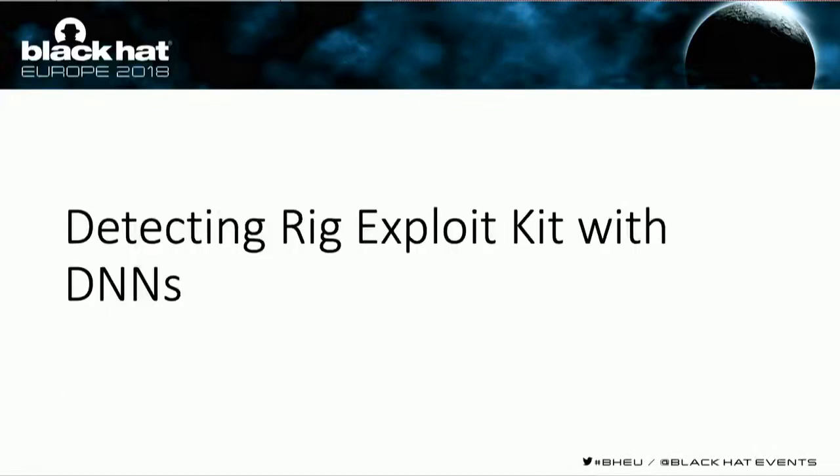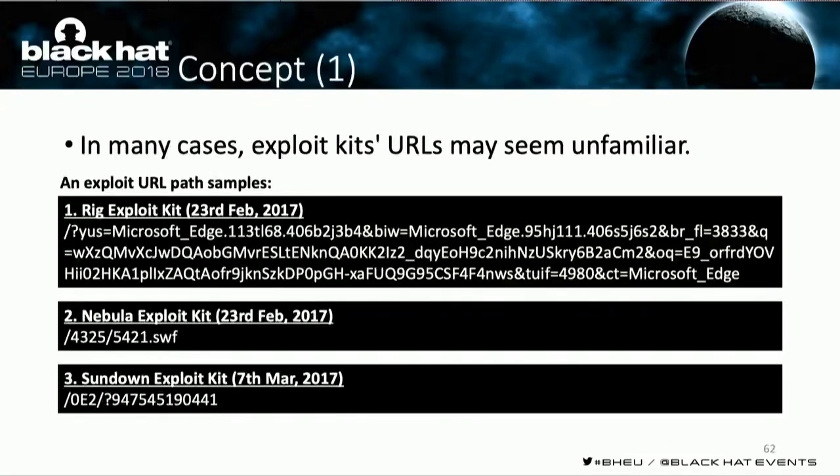Firstly, we focused on detecting Rig exploit kit with deep neural networks. These are examples of exploit kit URLs. Number one, this is an exploit URL path sample of Rig exploit kit. Number two, this is Nebula exploit kit. Number three, this is Sundown exploit kit. This may seem unfamiliar.